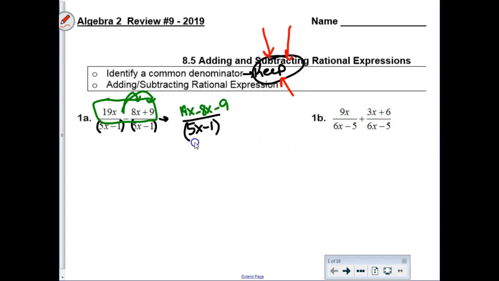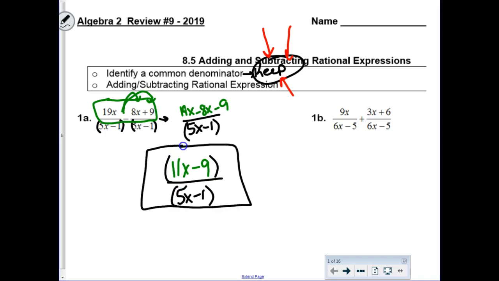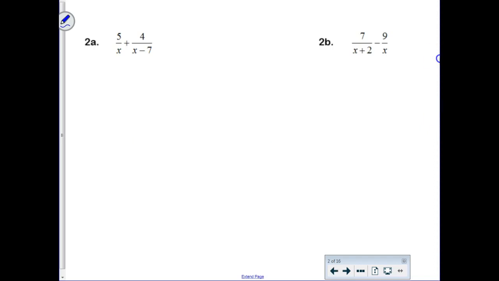Of course, we're going to collect our like terms, and our final simplified numerator would be an 11x minus 9. There's no further factoring on that question. Sometimes at the last minute the numerator will factor, and then something cancels, but since these are clearly not the same terms, nothing's going to cancel. That is our answer. I'm going to leave the b's alone so you can try them on your own. Oh, that rhymed.